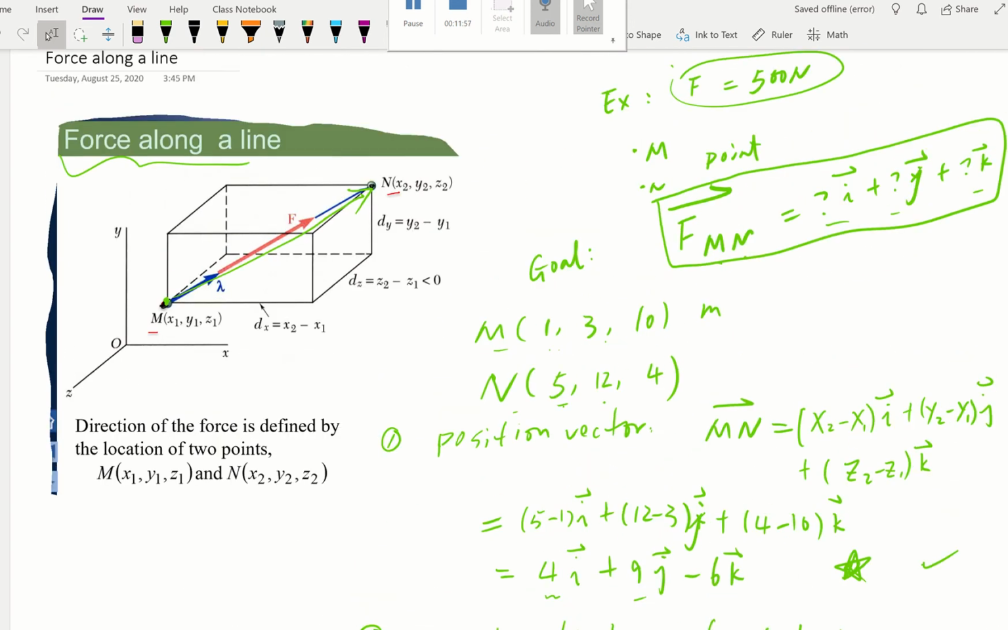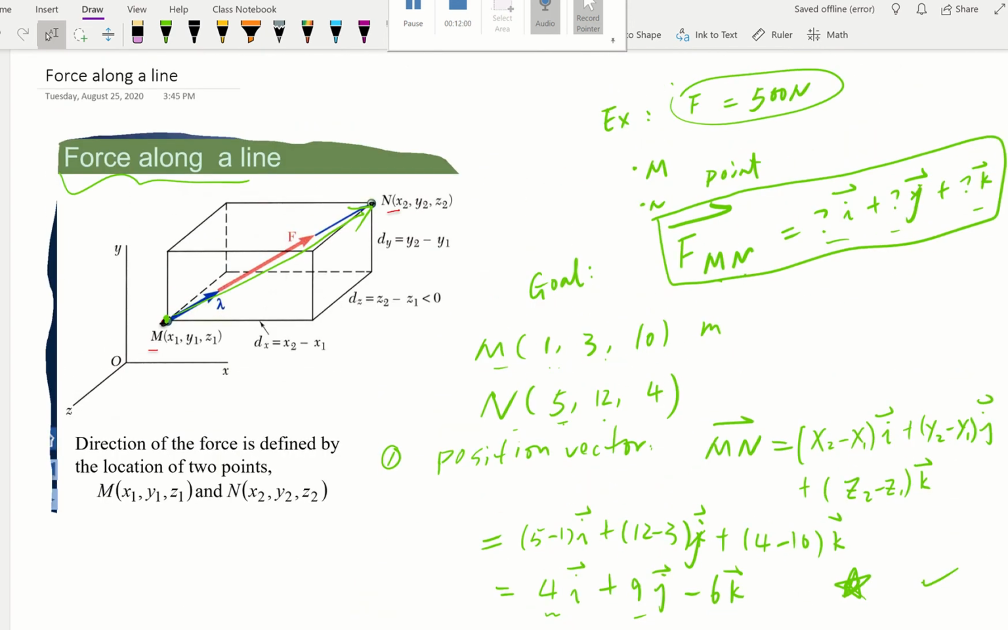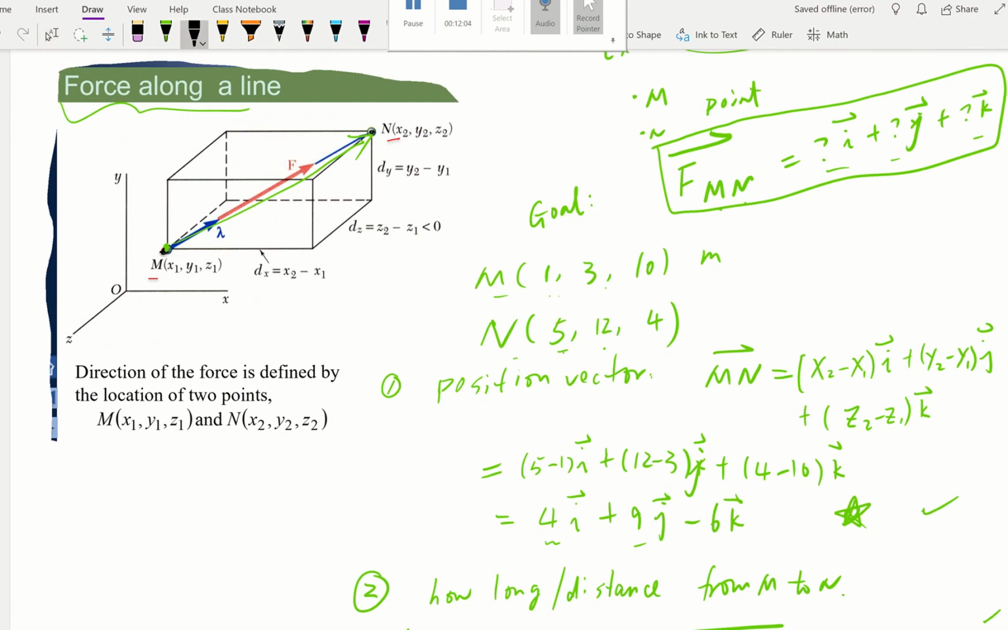Now, using this problem, we're going to go from specific to general. How do you look for force along a line? This is a quick recap. First step, if we are trying to find force from A to B, we need to find the A and B coordinates. Why do we need them? Because that helps us find the position vector AB. And be aware, how do we do that? Final minus the initial coordinate.